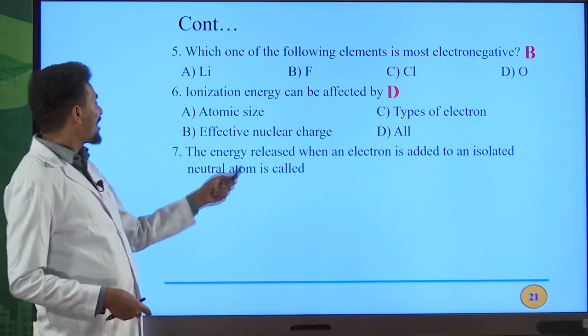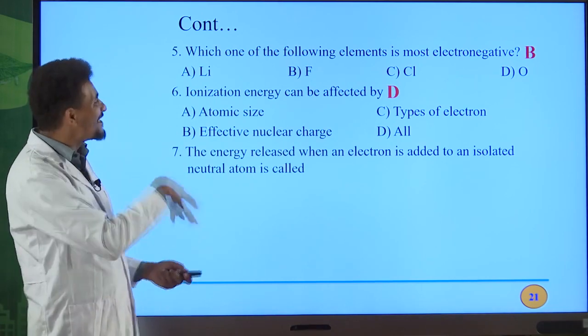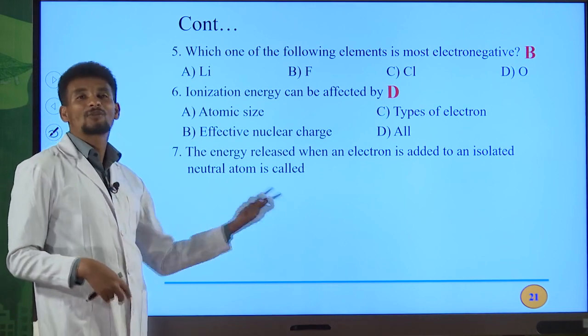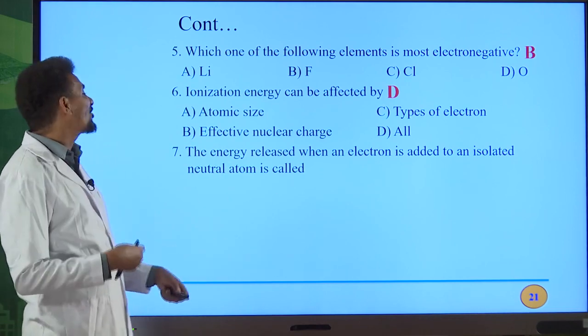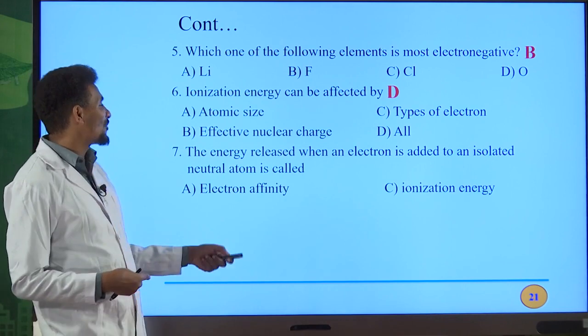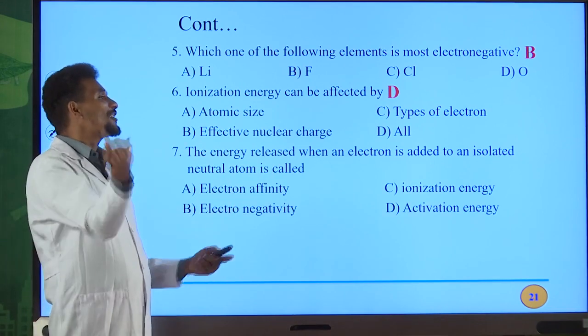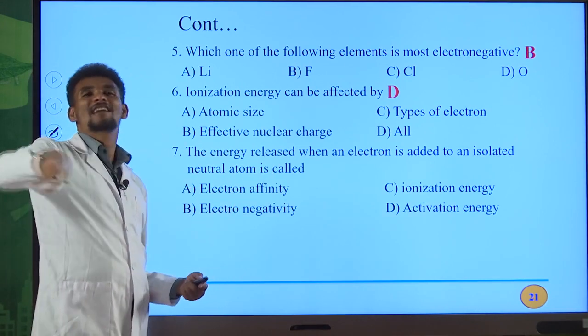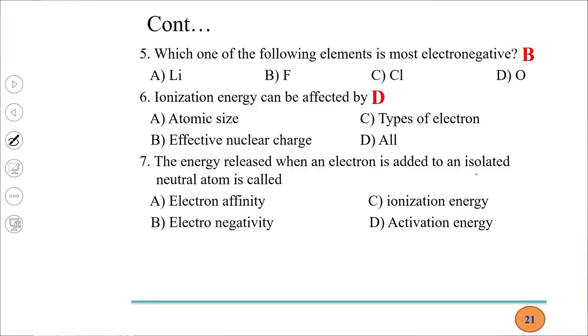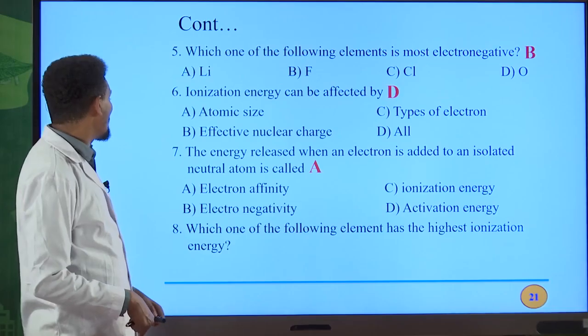Question number 7. The energy released when an electron is added to an isolated neutral atom is called electron affinity. I already told you about this one. If an electron is added and if energy is released, this is electron affinity. So electron affinity is the correct answer for question number 7. A is the answer.